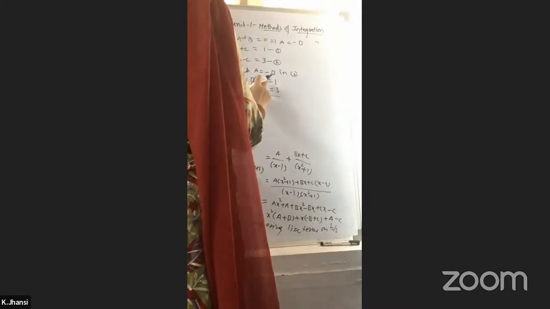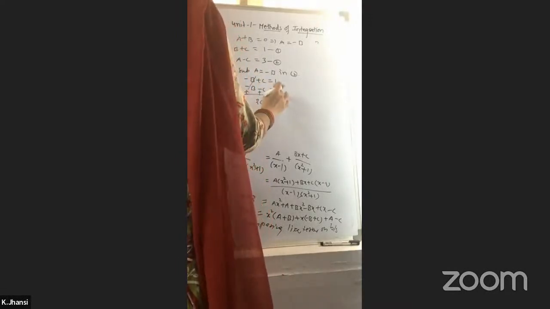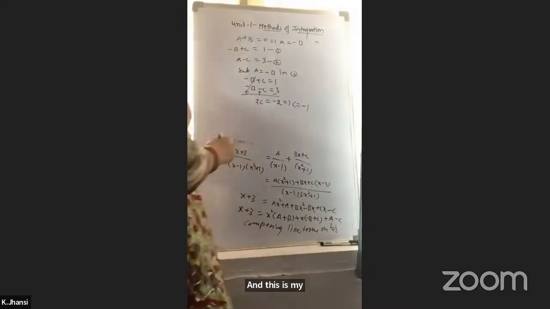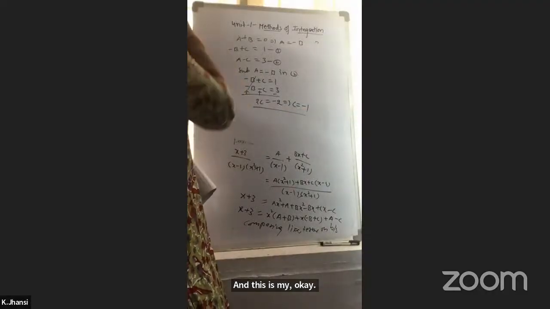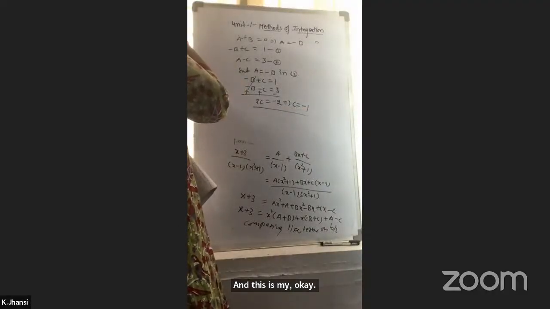C equals minus 1, we need to do. So plus C and plus C will give 2C, and this is minus 1. So we'll get 2C equals minus 1. Okay. So you add this one.